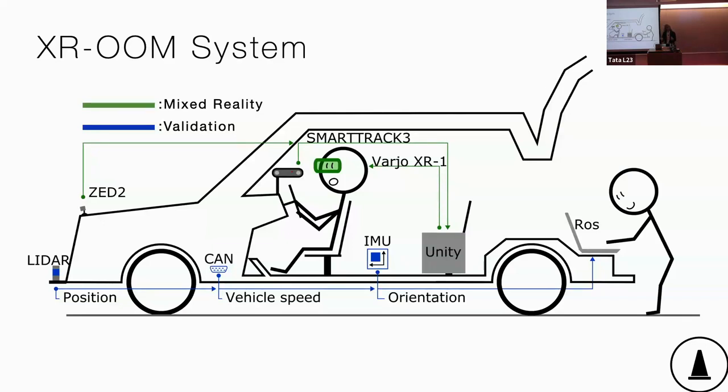And then using this in Unity, we can render virtual objects relative to the real world. We also had a complete secondary ROS validation stack running that was validating the motion of the vehicle over time.